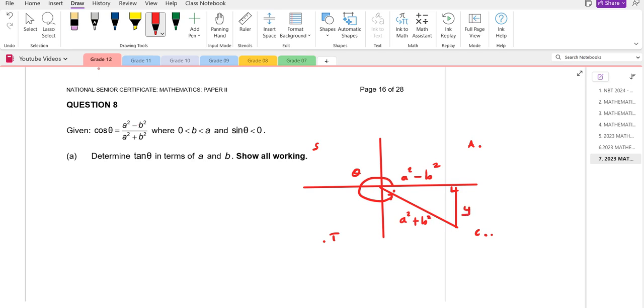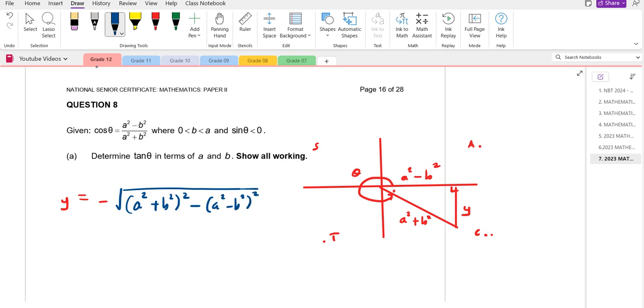So y is equal to negative square root of a squared plus b squared, the hypotenuse squared, minus a squared minus b squared, all squared. Why is the value of y negative? Because it's in the fourth quadrant. So basically that's what we are doing. This is from Pythagoras theorem.